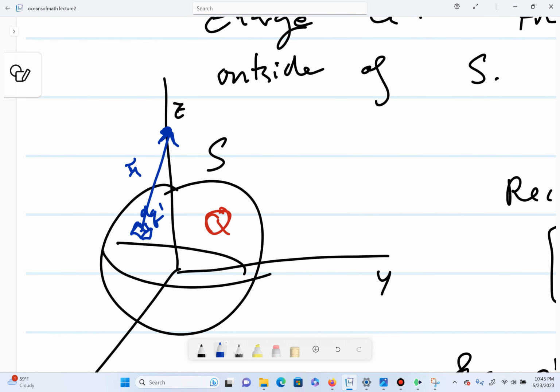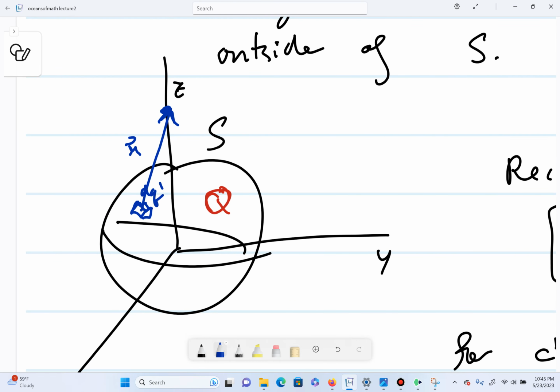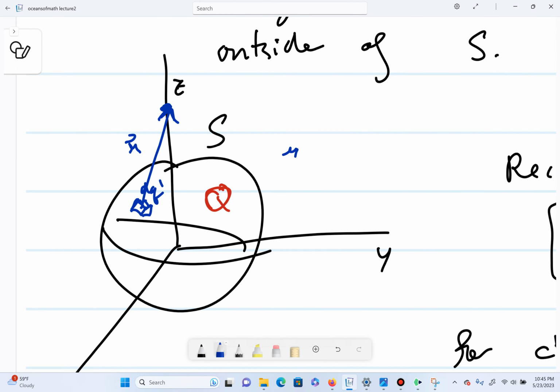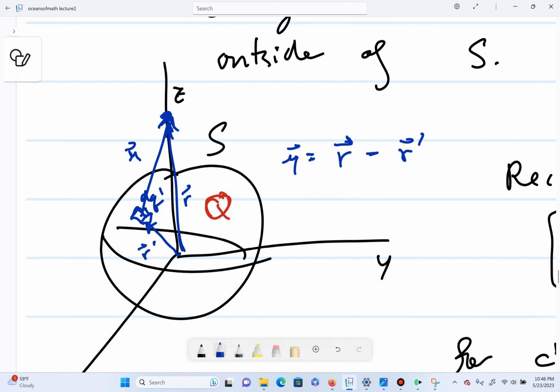And so that's my cursive r, and in particular, cursive r is equal to the vector location of the test charge, where we want to know the value of the electric field, which is r, and then I'm going to subtract the vector location of the source charge, which is r prime. So r prime is the vector that I take from the origin to get to dq prime.